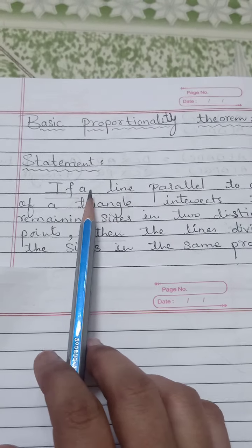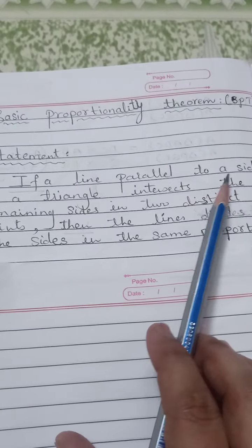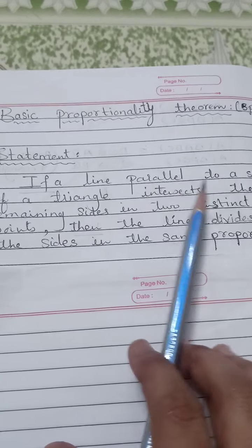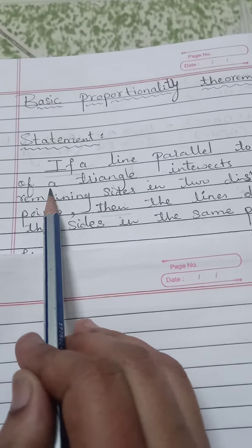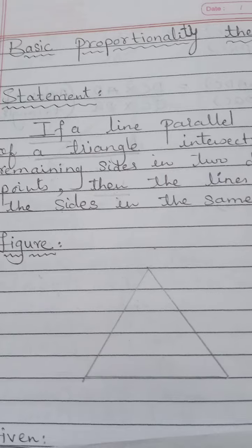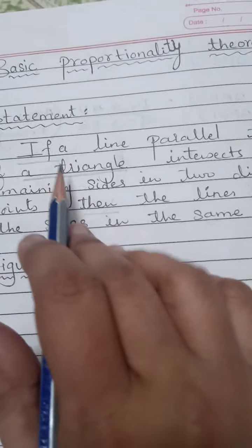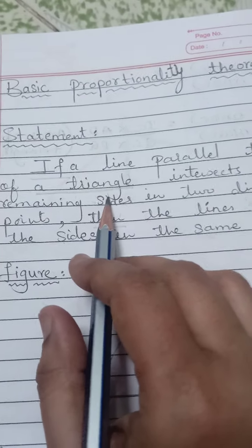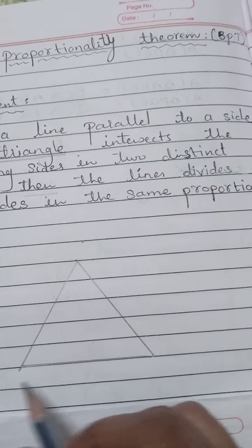A line, that means we have to take one line which should be parallel to a side. That means we have to take one line in such a way that it will be parallel to any one side of a triangle. So here we have got the information that we have to take one triangle. First of all, I have taken a triangle according to this statement. After taking this triangle, we have to select any one side, as we know that the triangle has three sides.